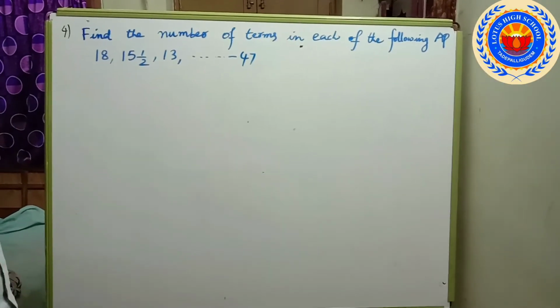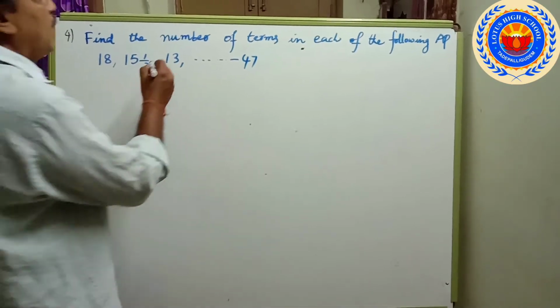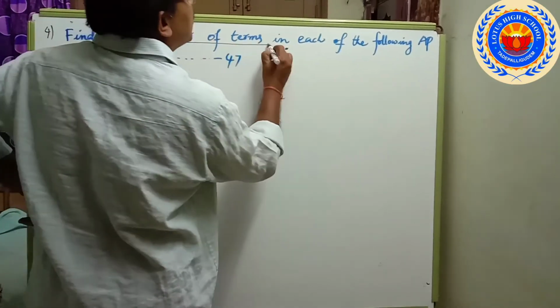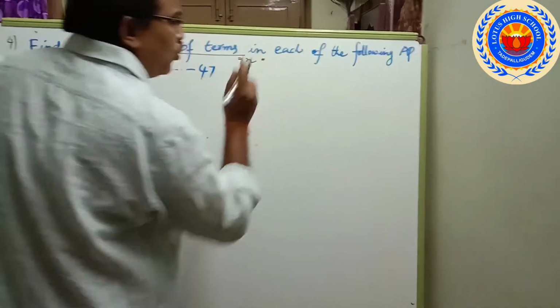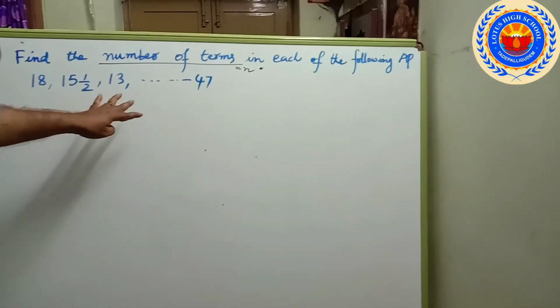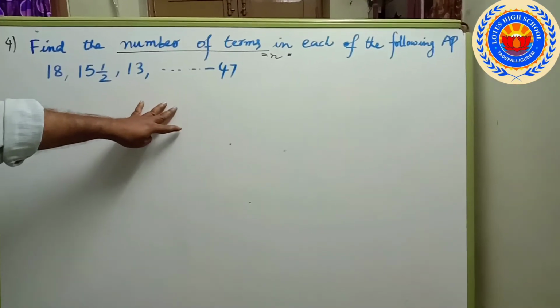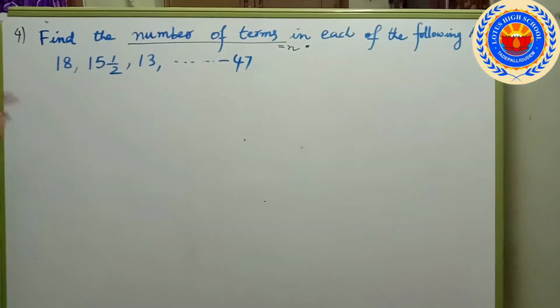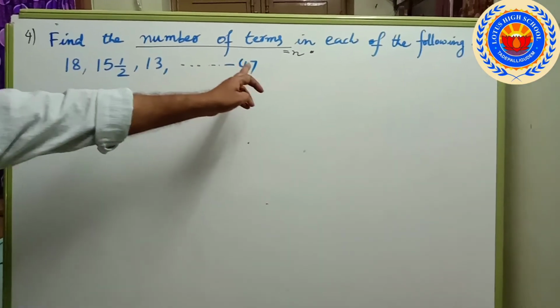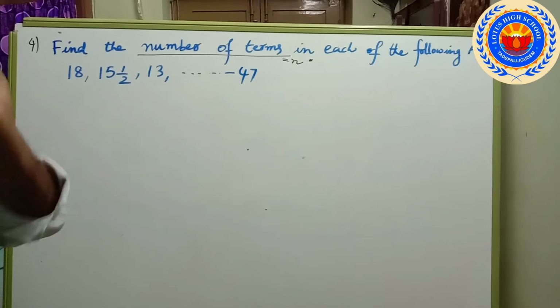Okay. Same model like the previous sum. Find the number of terms. Let the number of terms be n. Find the number of terms in the given AP. How many terms are there in this AP: 1, 2, 3, like that up to minus 47? How many terms are there?